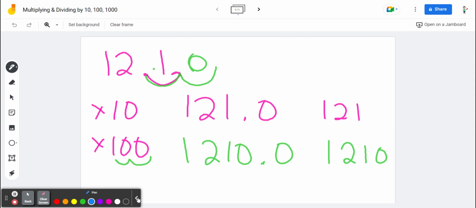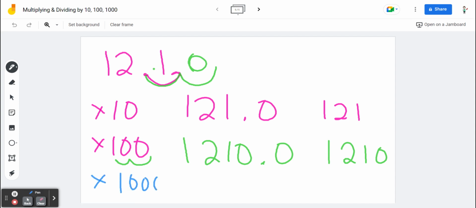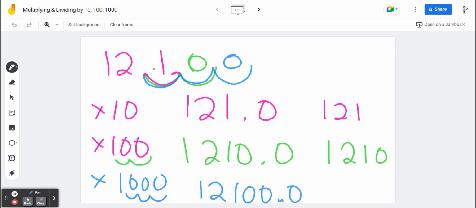Let's multiply it now times 1,000. And again, when we look at 1,000, we have 1, 2, 3 zeros. So we're going to move the decimal 1, 2, 3. So we'll be able to put that in there, and I get 12,100. And you could just write it this way as well. Okay, 12,100. So we're just moving that decimal point over either 1, 2, or 3 spaces.